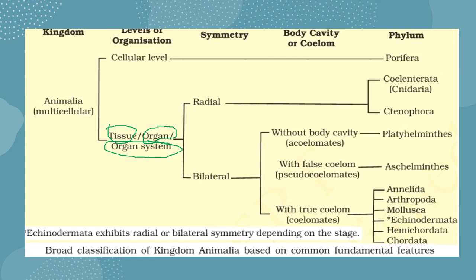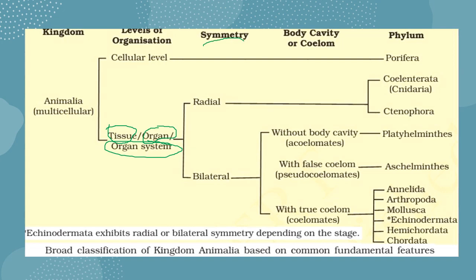So if it's cellular level, then you are getting the phylum Porifera. Then tissue, organ and organ system level, in that it is further classified. Okay. So the first point they have considered is the level of organization in the organism. Then they have talked about symmetry.